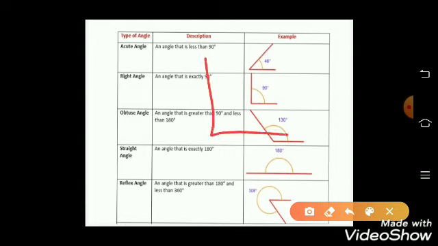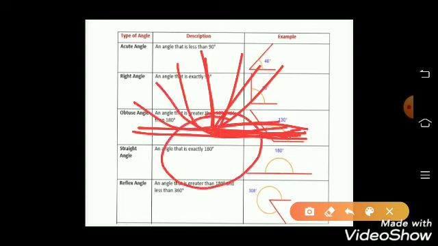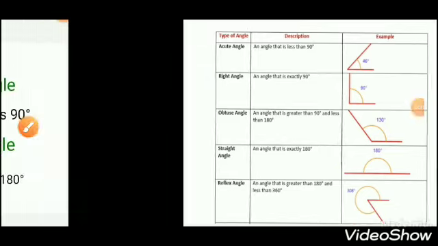So this is right angle. This is straight angle. One right angle is 90 degree. Straight angle is 180 degree. Below 90 degree is called acute angle. Above 90 degree is called obtuse angle. So above 180 and below 360 is reflex angle. Okay. Do you understand, students? Okay.